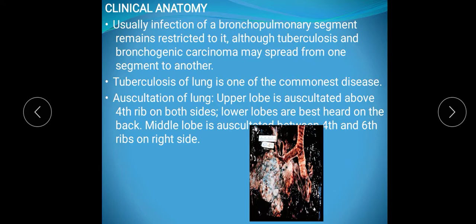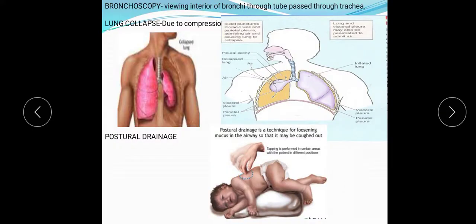In auscultation of the lung, the upper lobe is auscultated above the fourth rib on both sides. Lower lobes are best heard on the back. The middle lobe is best auscultated between the fourth and the sixth ribs on the right side. Then bronchoscopy: viewing or seeing the interior of the bronchi through a tube passed through the trachea. This is known as bronchoscopy. This is the procedure to see the interior of the bronchi.